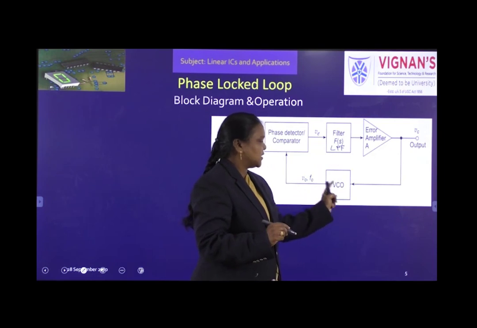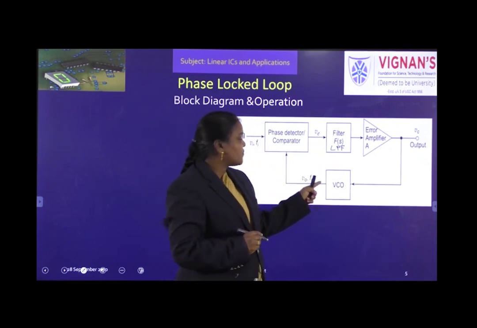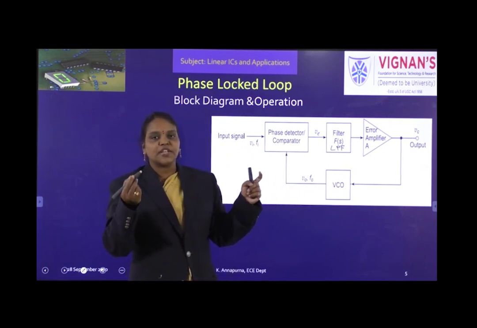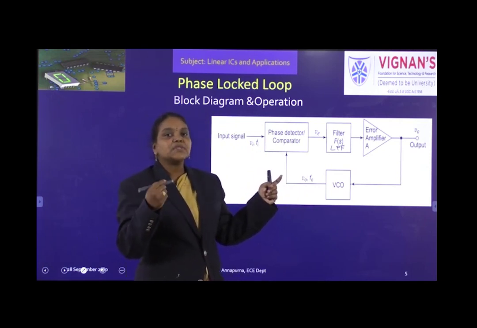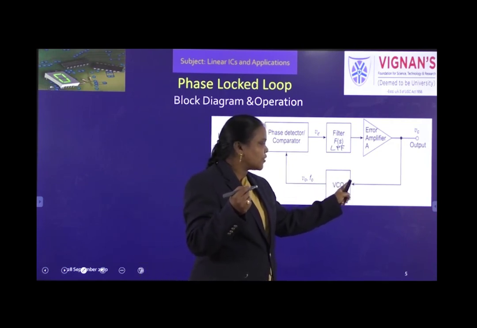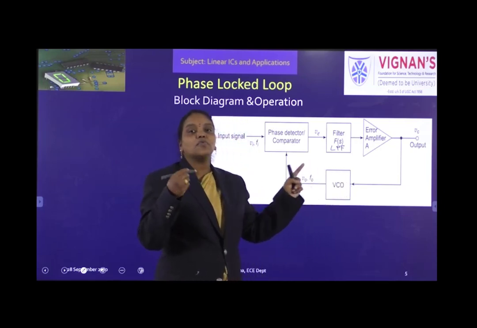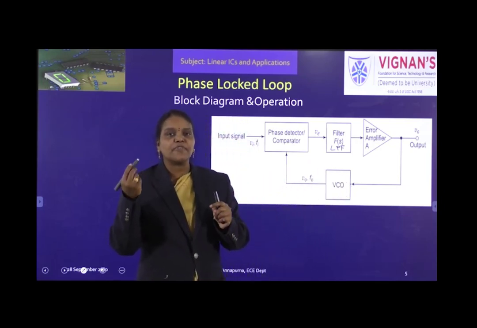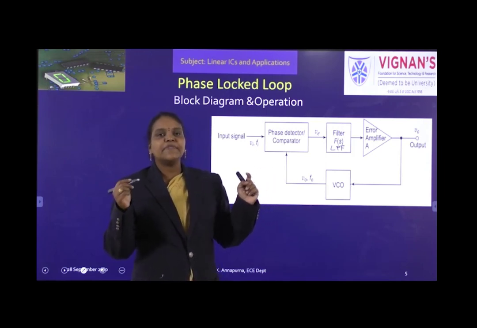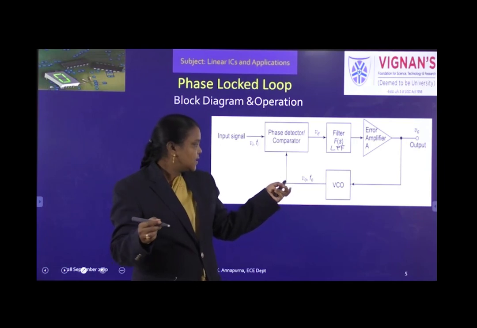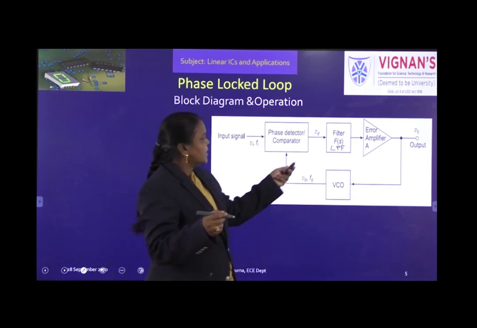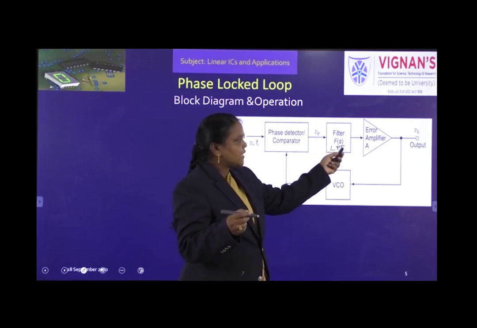The function of this voltage controlled oscillator is that it generates the frequency of oscillations based on its input voltage. That is, it receives some control voltage, and based on that control voltage, it changes its frequency of oscillations. That's why it is called a voltage controlled oscillator. Anyway, its internal circuit we will see later.